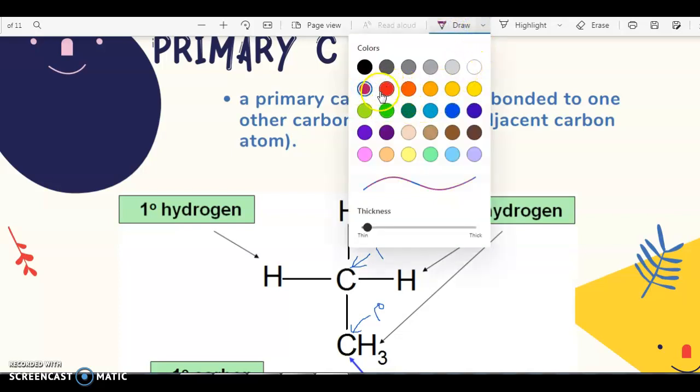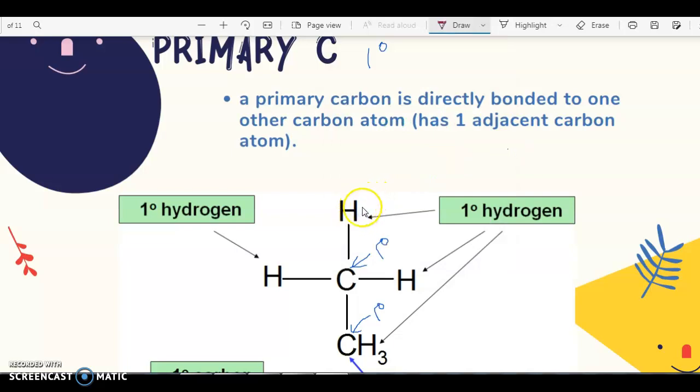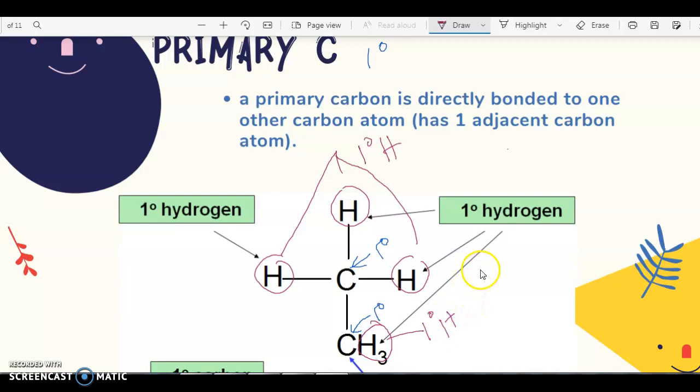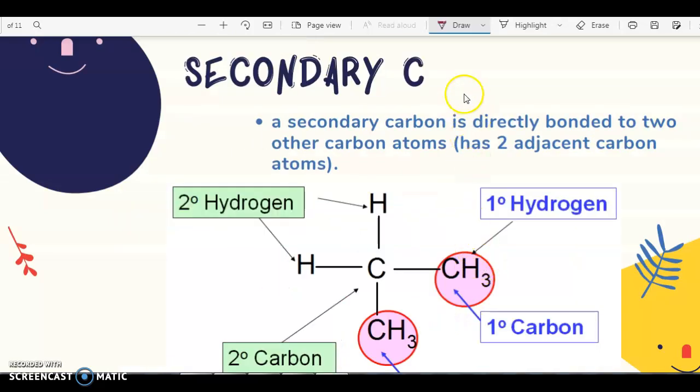So kita ada hydrogen dalam ni, hydrogen pun boleh dikelaskan. So classification of hydrogen depends on the class of the carbon that it is bonded to. So all of these 3 hydrogen, dia bonded kepada primary carbon kan? So tiga-tiga ni akan jadi primary hydrogen. Okay, so ini pun sama. H3 ni tadi, tiga-tiga hydrogen ni pun akan jadi primary hydrogen. Okay, next kita tengok secondary pula.